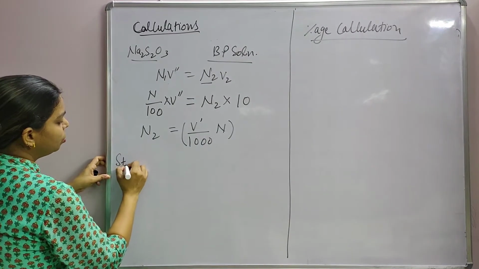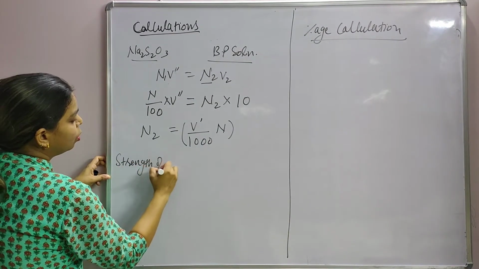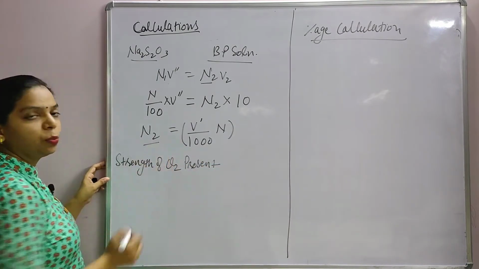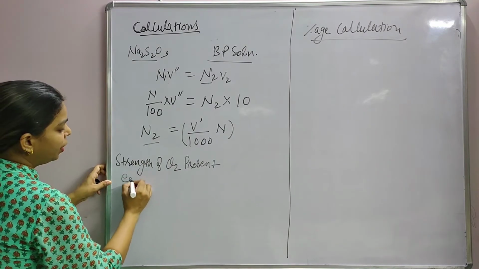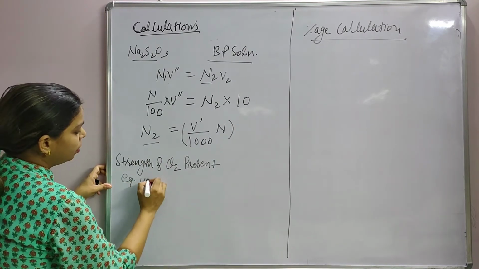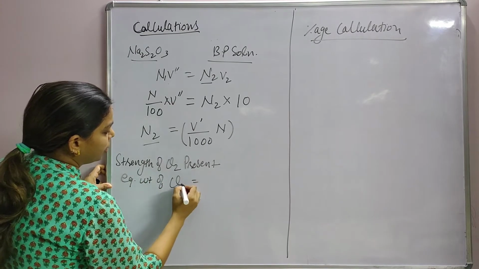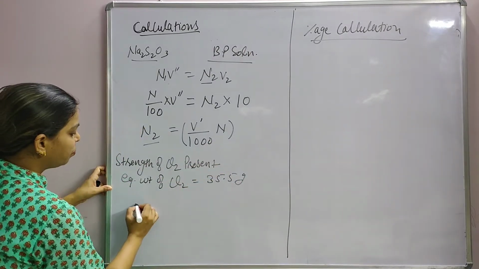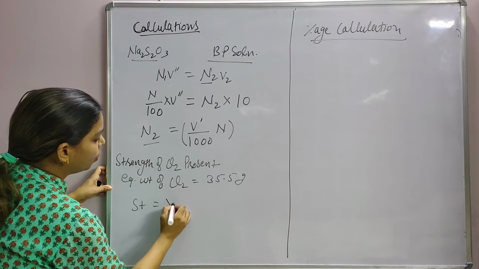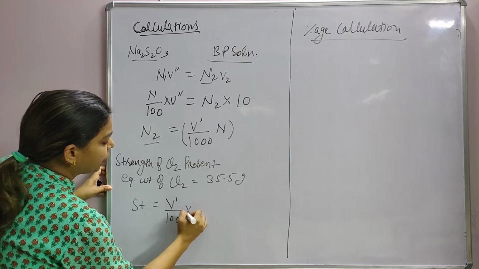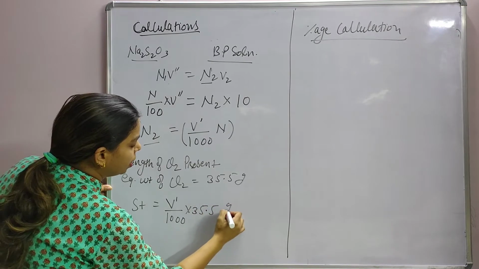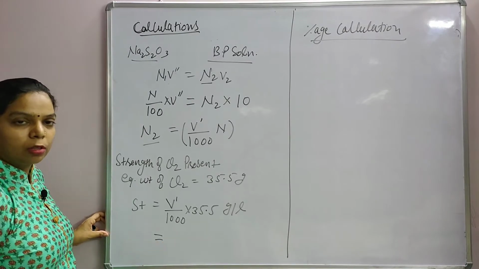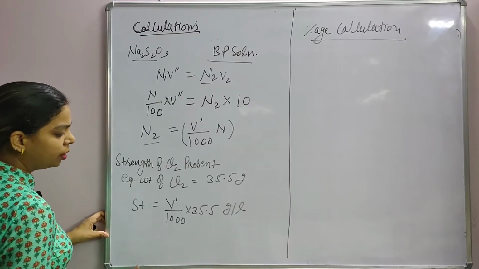So if you want to find out the strength of Cl2 present, you can multiply this normality with its equivalent weight. So equivalent weight of chlorine is 35.5 grams. So we will multiply this with this. Hence the strength will be V dash upon 1000 into 35.5 grams per liter, or we can convert it into ppm also. But no need to convert it into ppm.